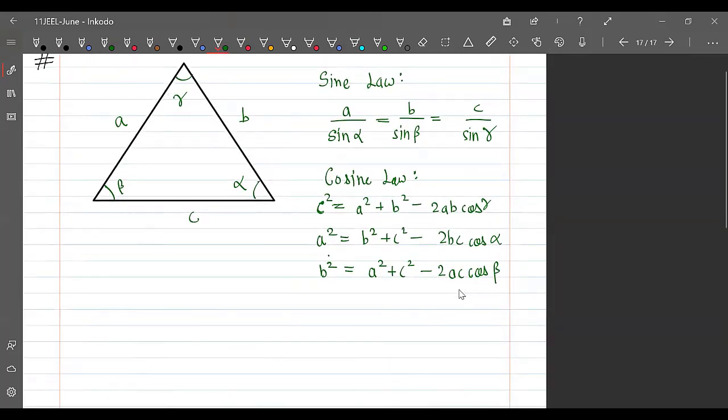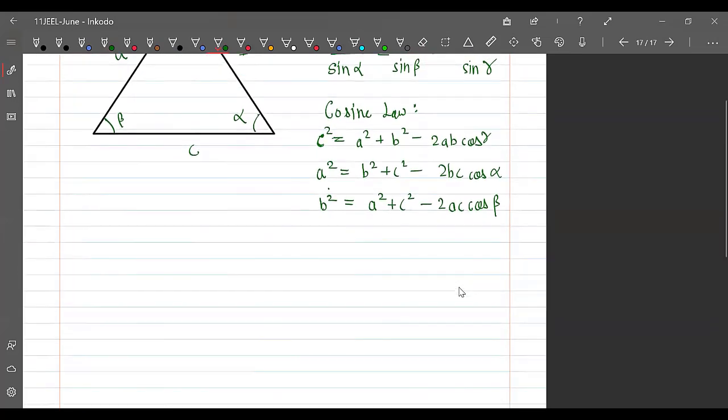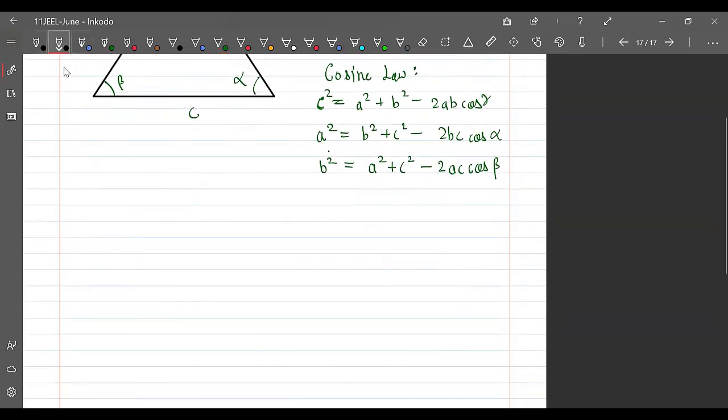Now I'll give you time to write. Just let us understand this. Whenever three forces are in equilibrium, you can make a closed triangle out of these three forces. Means three forces, let us say the first is F1, the second is F2, and the third is F3.